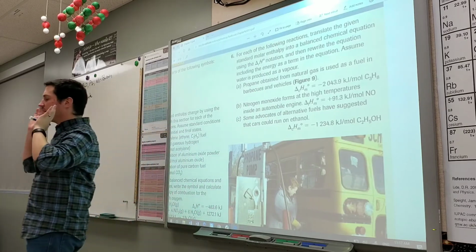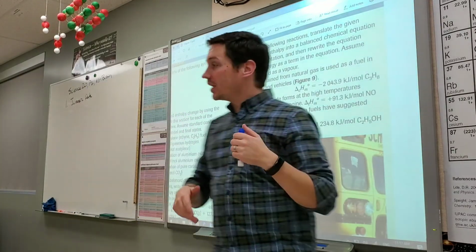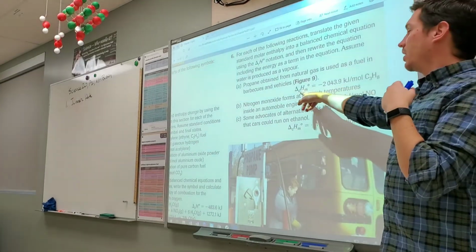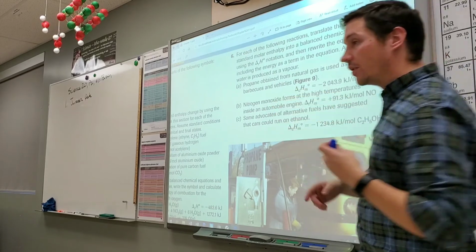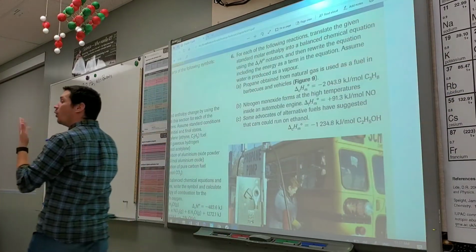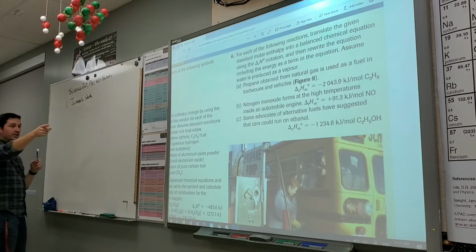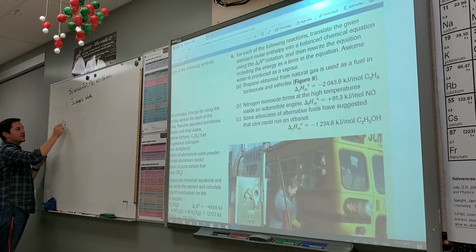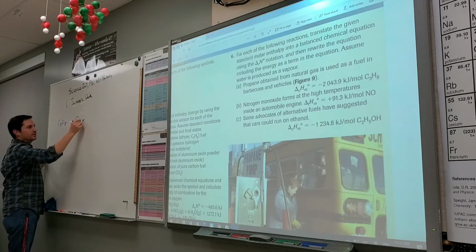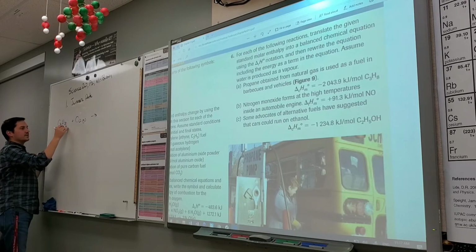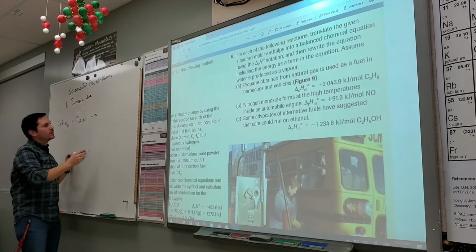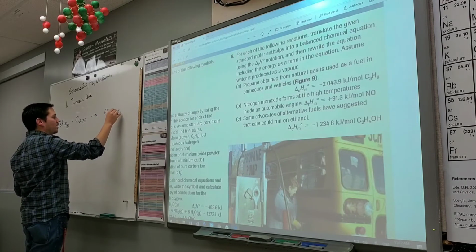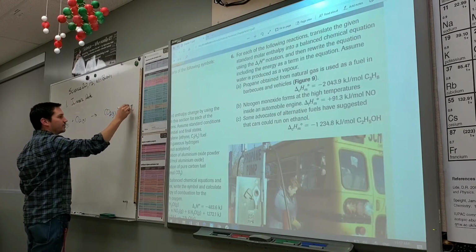All that means is, do you see how they're giving you a molar enthalpy of combustion here? So write a combustion equation for this substance. What is the substance in question in 6A? Propane. C3H8 plus O2 gas. Propane is a gas at room temperature. It gives you carbon dioxide and water vapor.